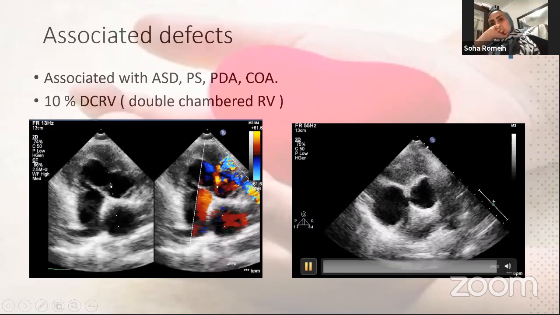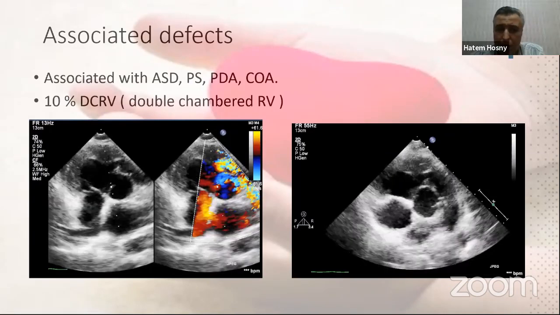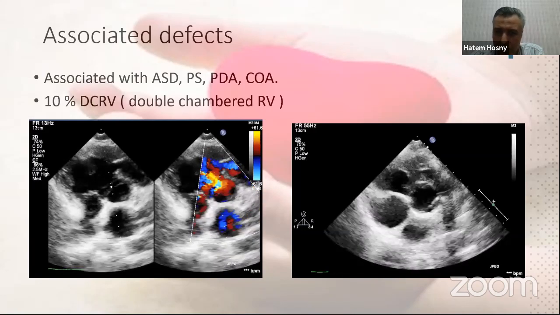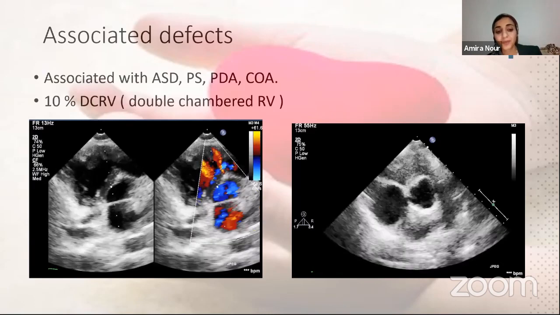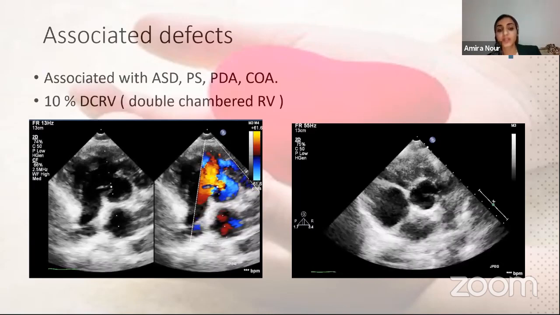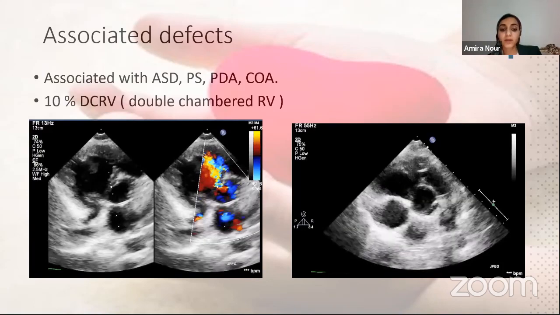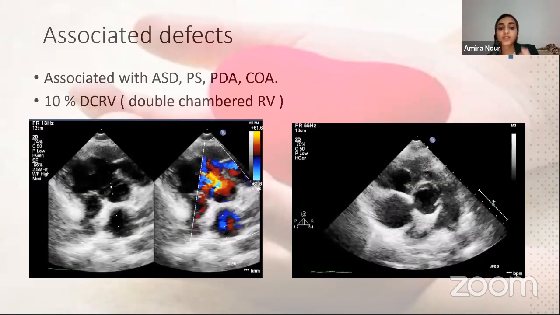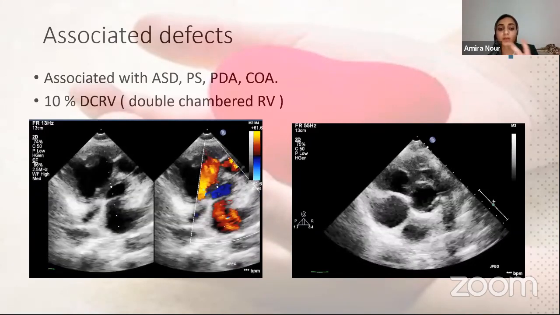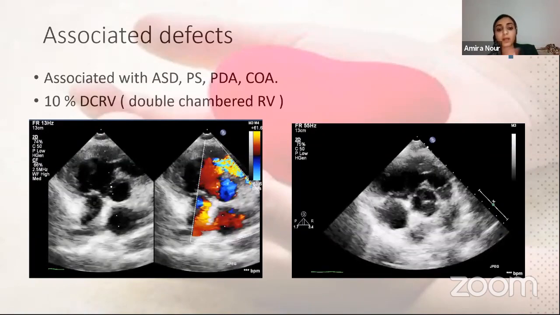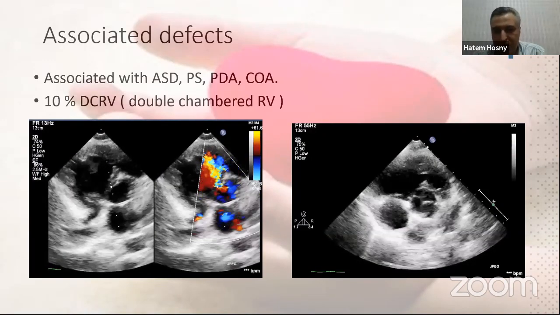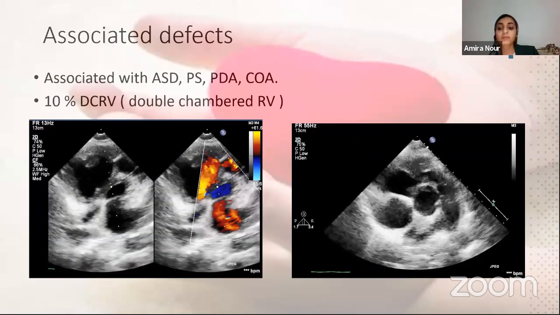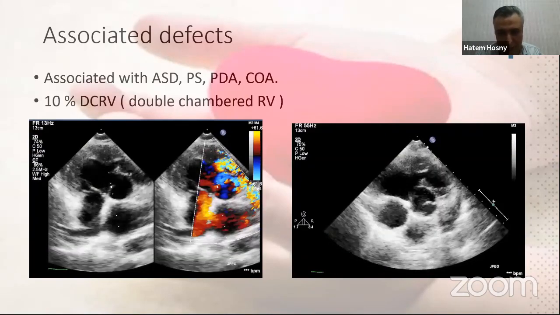Sorry, Amira, just to ask you here. A double-chambered right ventricle, is that different from double-outlet right ventricle, or are they the same? No, of course, that is different. Double-chambered right ventricle, as we said, is an association with VSD. We mean by double-chambered that there is a development of a muscle band which divides the right ventricle into two chambers, a low-pressure chamber and a high-pressure chamber. It is very, very different from the double-outlet right ventricle, which is a totally separate disease.